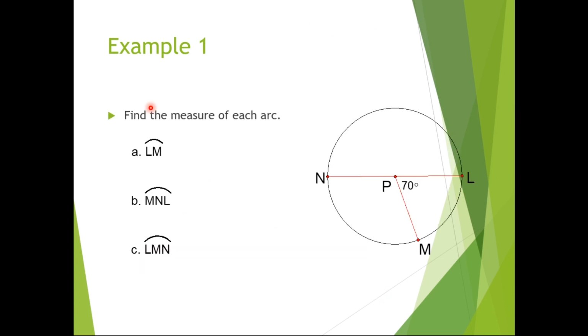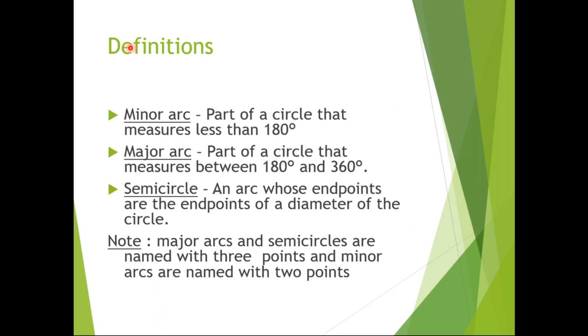Okay, so let's tackle some more examples related to circles. So, for example 1, find the measure of each arc. So, we're going to find the measure of arc LM, arc MNL, and arc LMN. But before that, let us review about the kinds of arcs, katong minor arc, major arc, and the semicircle. So, balik ta, there is a definition sa minor arc, major arc, o semicircle.